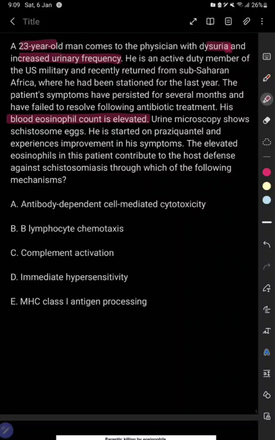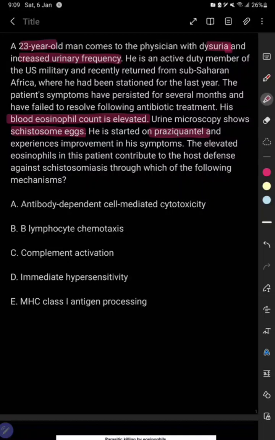Now urine microscopy shows Schistosoma eggs. Okay, this is important. He is started on praziquantel. They are giving the treatment, and he experiences improvement in symptoms. What's the question now? The elevated eosinophils in the patient contribute to the host defense against schistosomiasis through which of the following mechanisms?